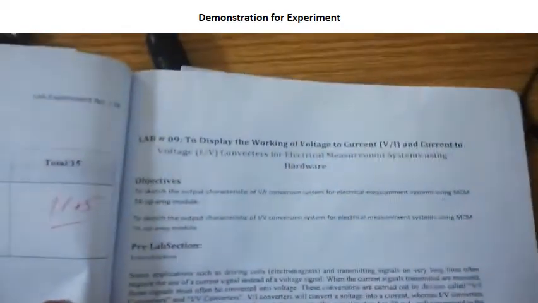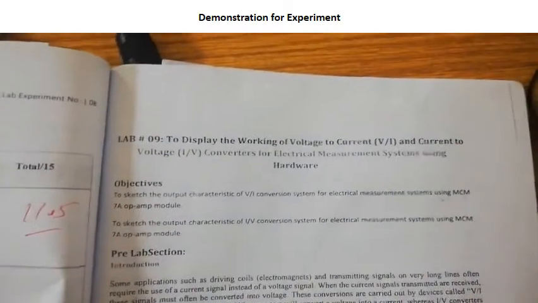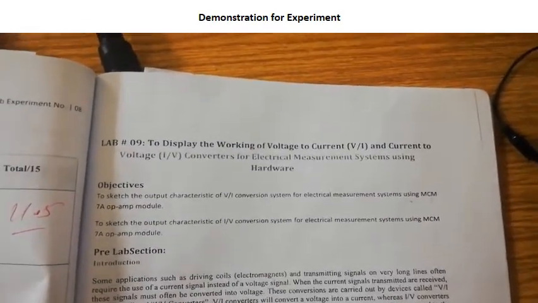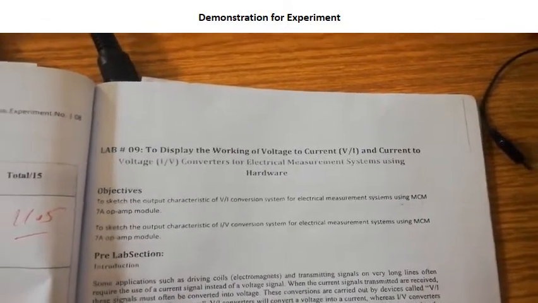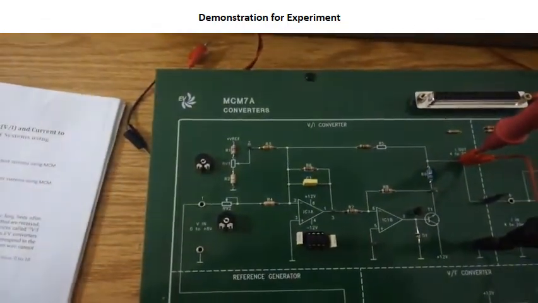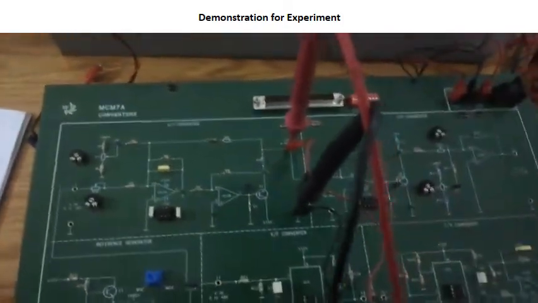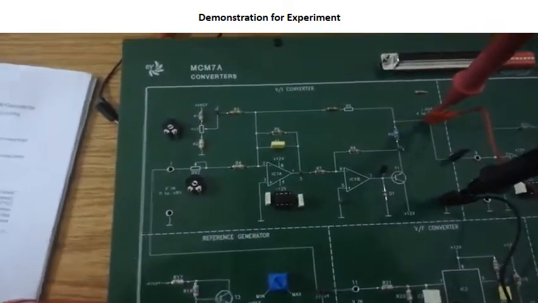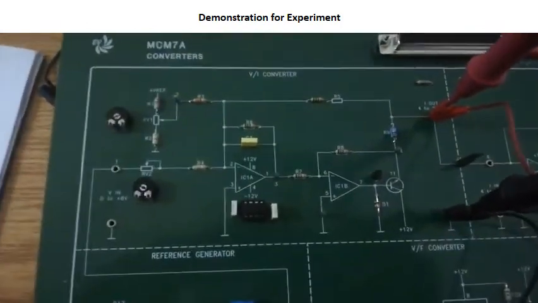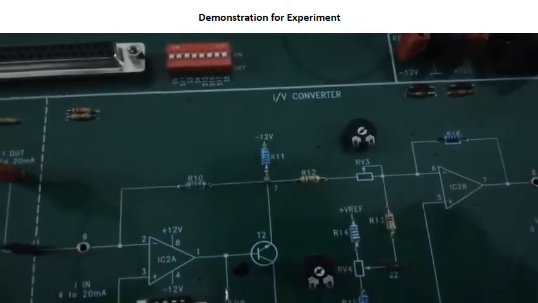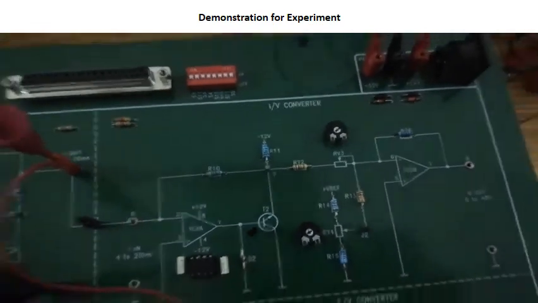Let us start our experiment number 9, to display the working of voltage to current and current to voltage converters for the electrical measurement systems using hardware. We will use the MCM7A converter. It has two sections, voltage to current and current to voltage converter. At the left side we have the VI converter, and at the right side of this module we have the I to V converter.